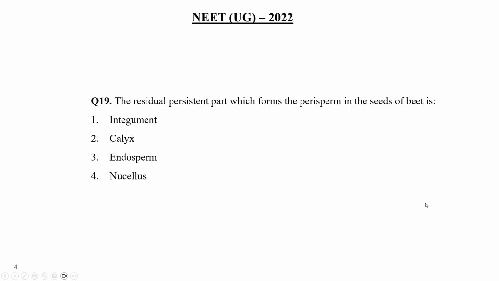Now, the next question is question number 19. The residual persistent part which forms the perisperm in the seed of beet is integument, calyx, endosperm or nucellus. Just take 5 seconds and after that tell me the right answer.